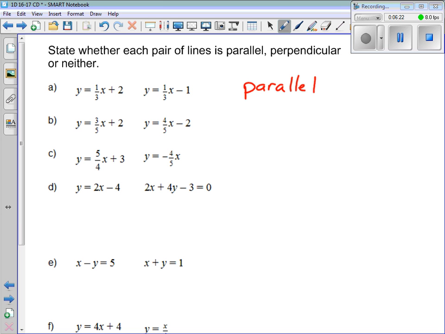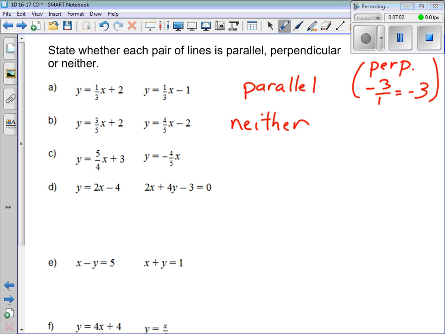If we wanted to have a line that was perpendicular to these two, what would its slope have to be? What would be the negative reciprocal of 1/3? Jackie? Negative 3 over 1, or just negative 3. Excellent. All right, part B here. We've got y equals 3 over 5x plus 2 and y equals 4 over 5x minus 2. Are these parallel, perpendicular, or neither? What do you think, Chris? Neither. Absolutely. Slopes are not the same. Slopes are not negative reciprocals.